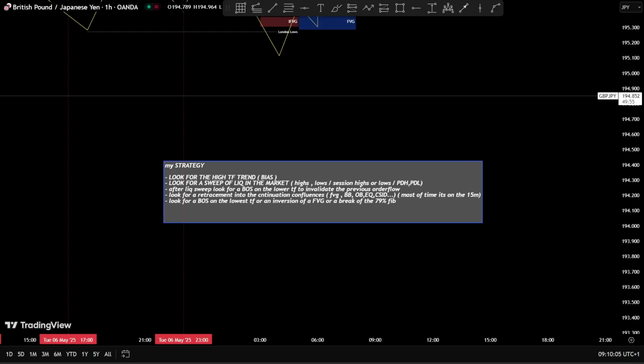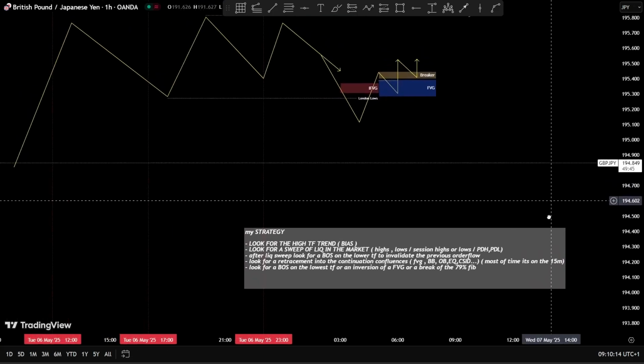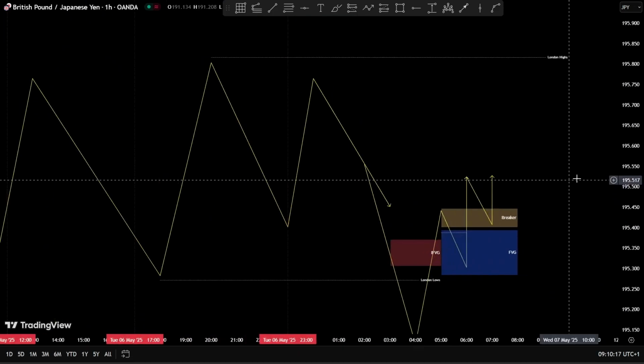Most of the time, it is the 15-minute. Look for a break of structure on the lowest time frame, or an inversion of a fair value gap, or a breaker block. The 79% Fibonacci extension is the last thing, and I'm going to explain it now.